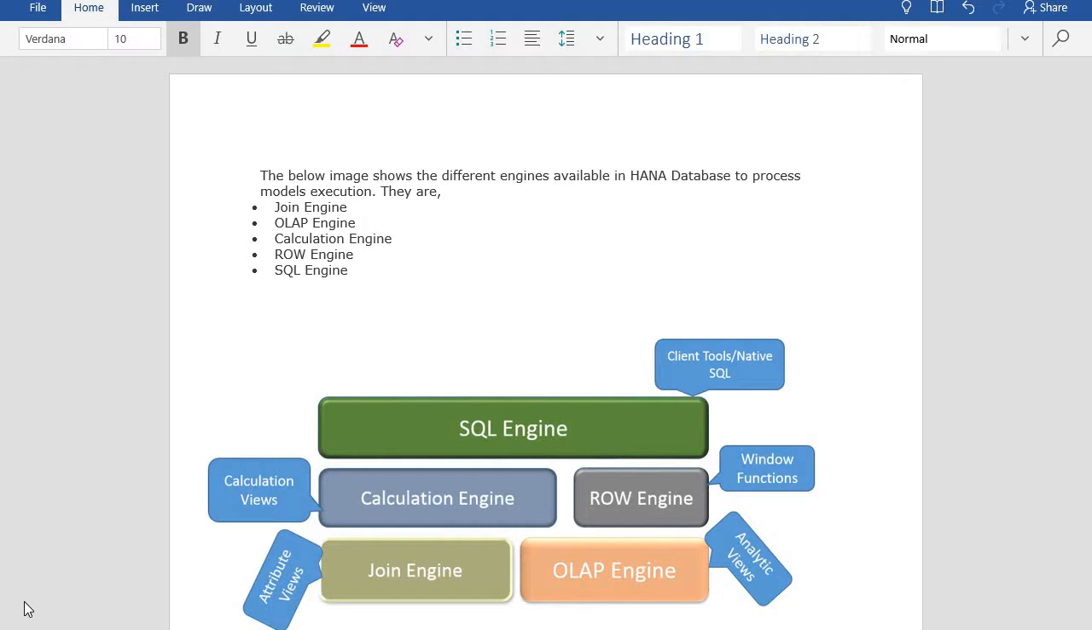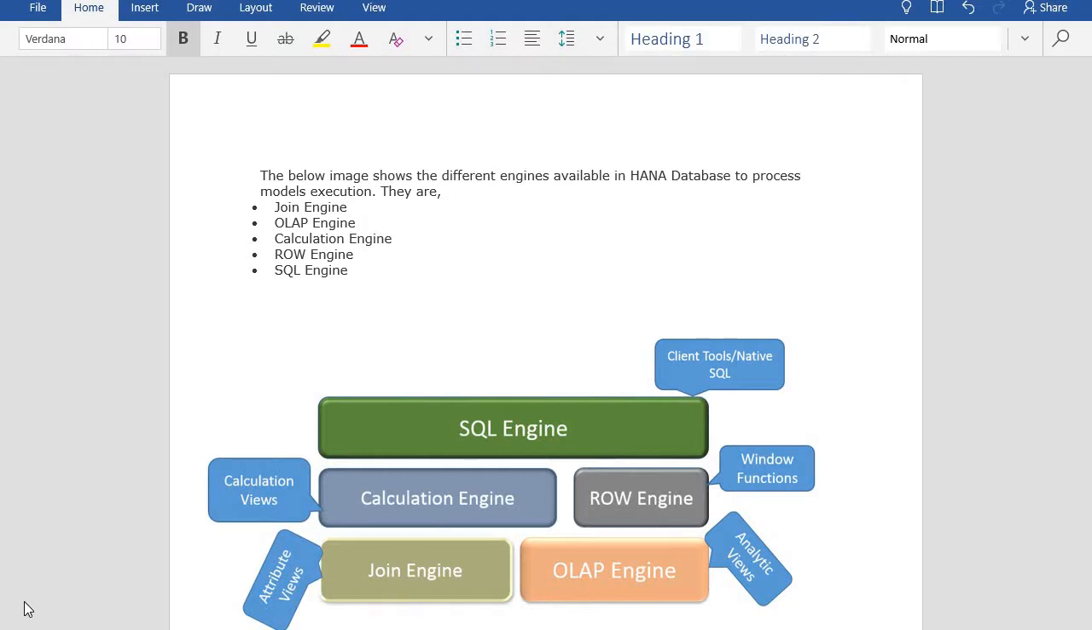Okay, so these are the different engines available in the HANA database to process model executions: Join engine, OLAP engine, calculation engine, row engine, and SQL engine.